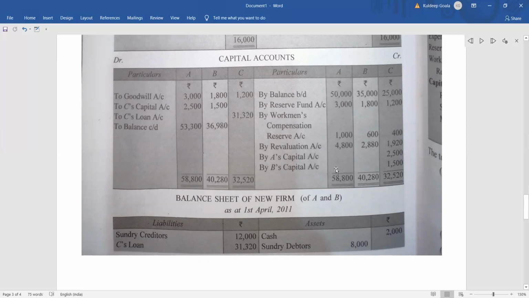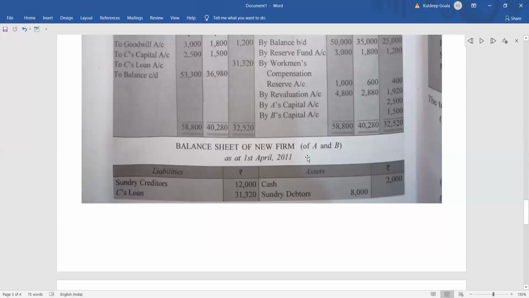In case of A, the capital balance is 58,800, and after doing the balancing, we can see it is 53,300. And likewise, B was 40,280, and now it is 36,980. So these balances will, after all, be transferred to the capital account in the balance sheet. Now we will go for the preparation of the new balance sheet of A and B. This part is not in your syllabus, but still we will be doing it because it's important to note down all these things.